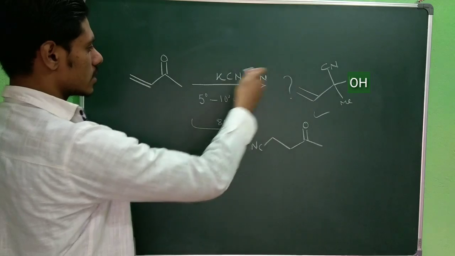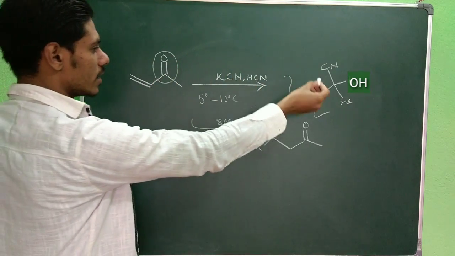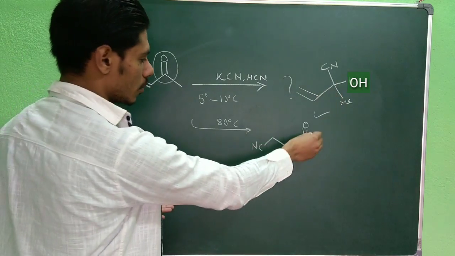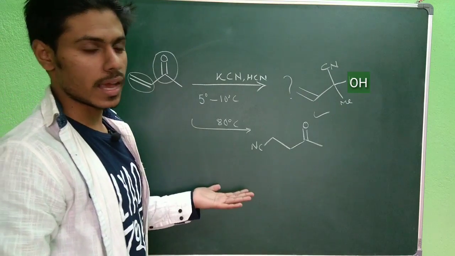In the first case, your cyanide adds directly to this carbonyl group, so this is a direct addition, whereas in the second case, instead of adding to the carbonyl group, it adds to this double bond, right? And this is called the conjugate addition.